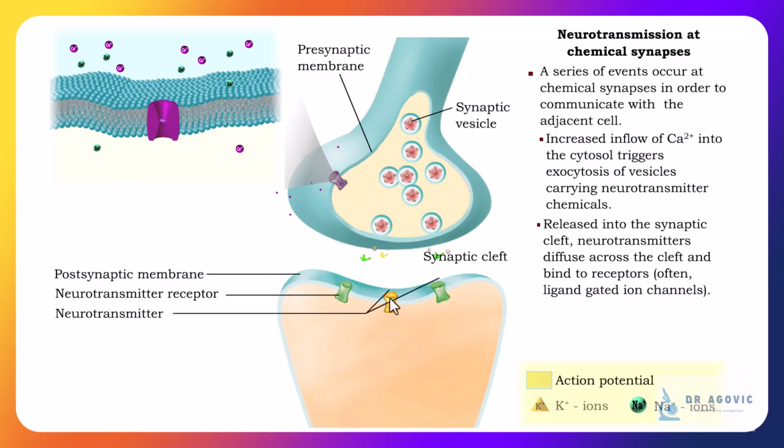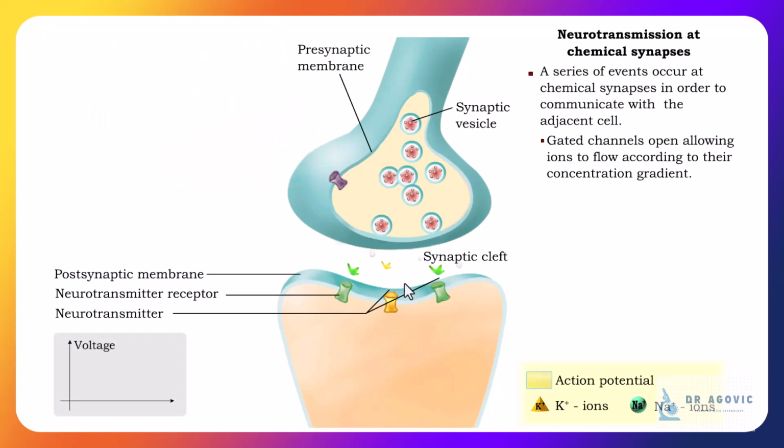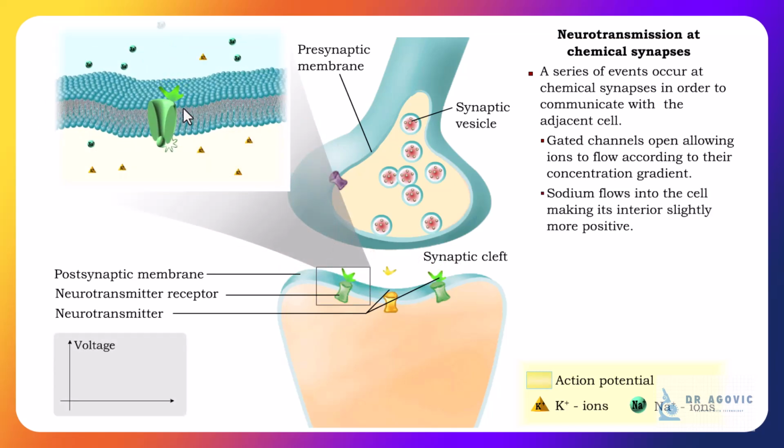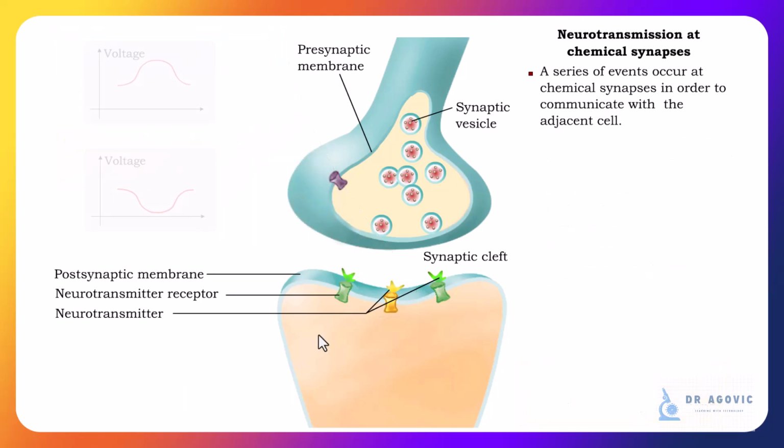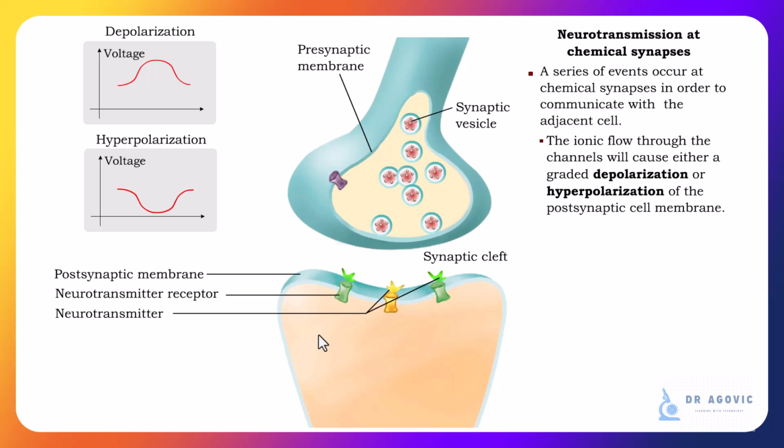These neurotransmitters then diffuse across the cleft and bind to receptors. Then the ligand-gated ion channels on the postsynaptic side will allow ions to flow according to their concentration gradient. Sodium entering the cell makes the interior slightly more positive, while potassium leaving the cell makes the interior slightly less positive. Depending on which ions enter the postsynaptic cell through the channels, the ionic flow will cause either a graded depolarization or hyperpolarization in the postsynaptic membrane.